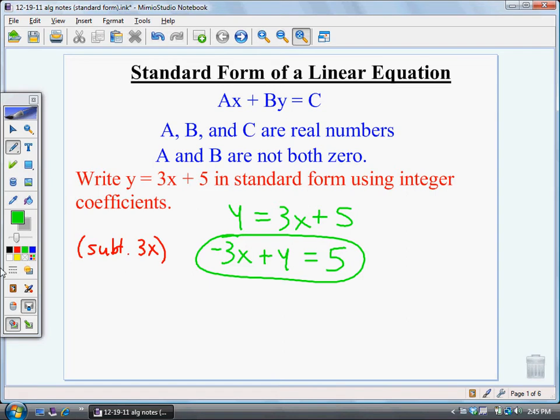I already have integer coefficients. The coefficient of x is negative 3. The coefficient of y is 1. Those are both integers.